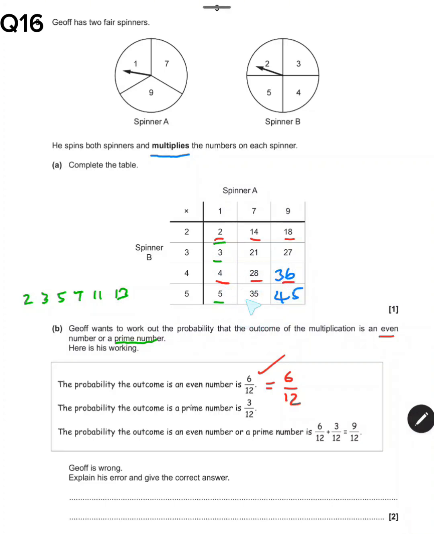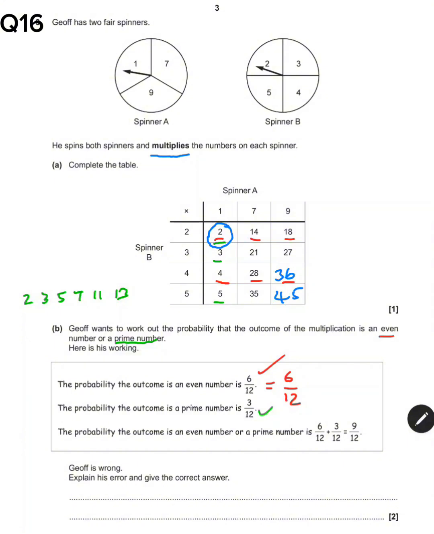5 is prime, and they're the only prime numbers in that table. So the prime numbers, definitely 1, 2, 3 out of 12. Not wrong there neither, Jeff. He says the probability that an outcome is even or prime is 6 12s added to 3 12s, which is 9 12s. The problem with Jeff's working is he's counted this one twice.